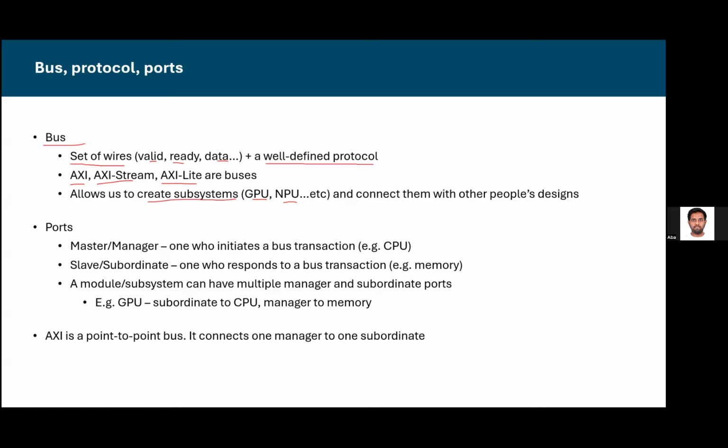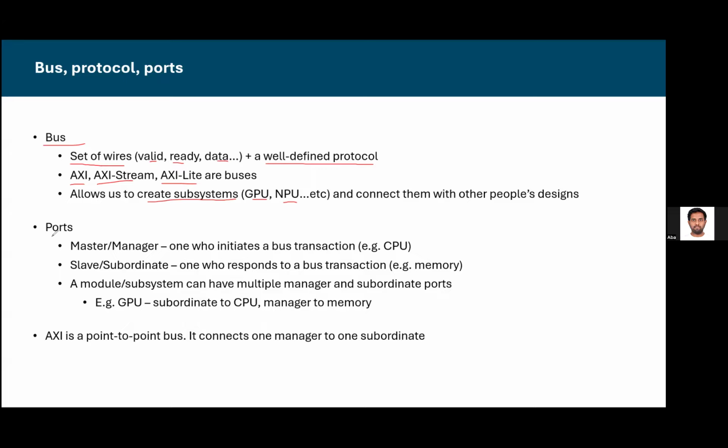You can build only your own accelerator, your own systolic array, and then take other people's DMAs and interconnects for free from the internet, quickly put everything together, and put it on an FPGA or an ASIC. So that is why this is very convenient for us.